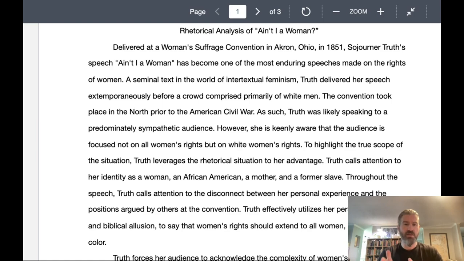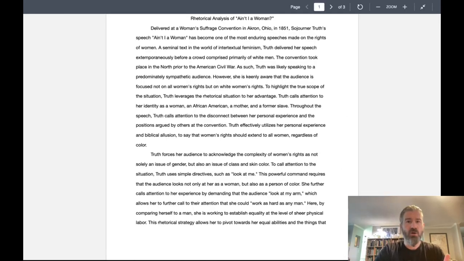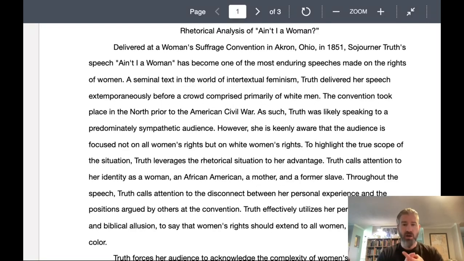Now I'm going to pause there in the middle of the paragraph and just talk about what we have so far, right? So far, we have who the author is. We know a little bit about her. We're going to learn a little bit more later on. We know the situation, so we're building that rhetorical situation, when and where, and how that affects things.